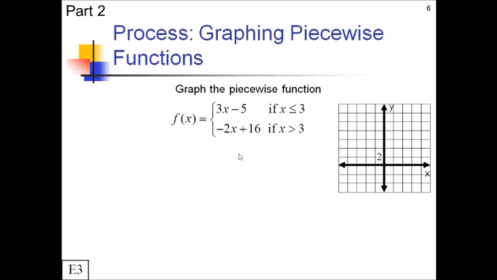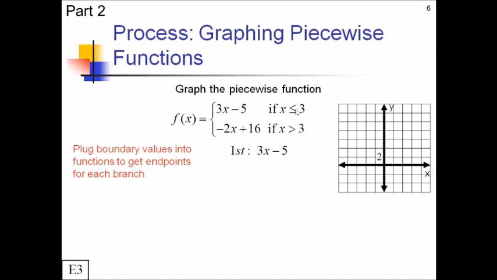So one helpful point might be the ending point for our first rule. What I like to do is plug my boundary values into both functions, and that gives me the endpoint for the first function and the starting point for the second branch. So using our first rule here, plugging 3 into that, that's 3 times 3 minus 5. That's 9 minus 5, or 4. This gives us the point 3 comma 4. That is the point where this branch ends and the other one begins.